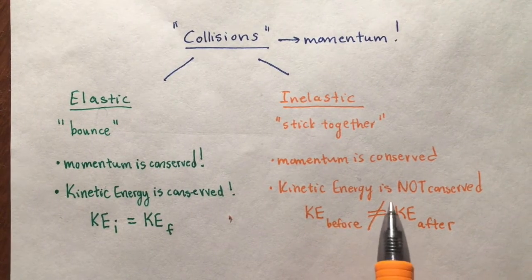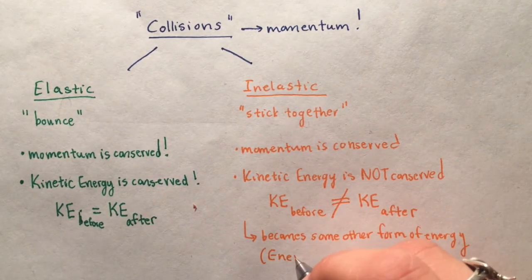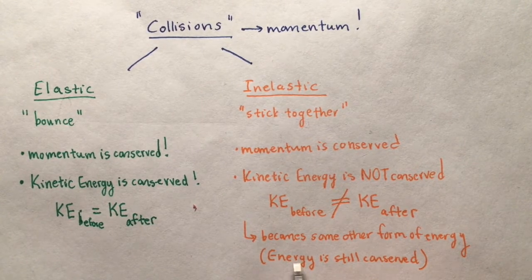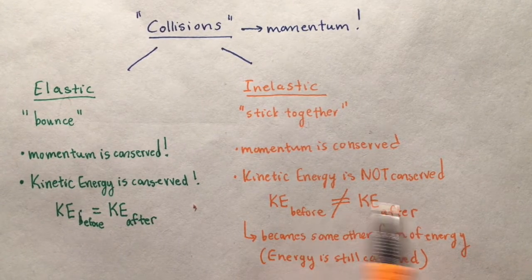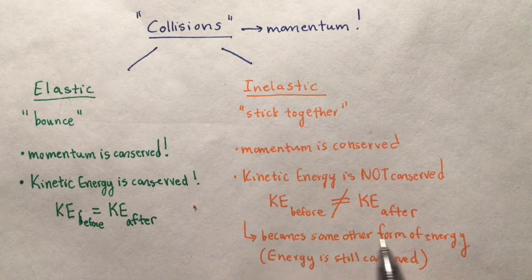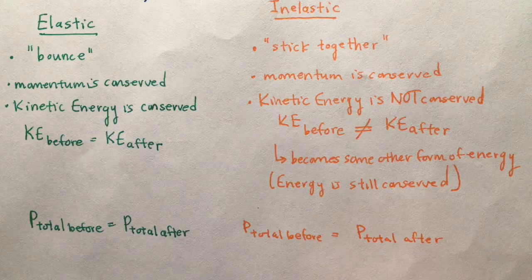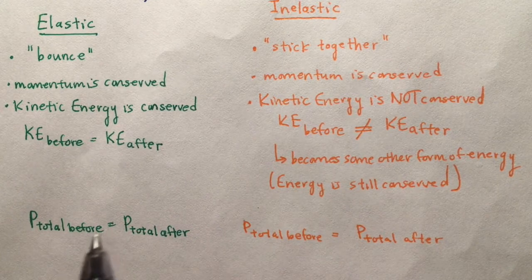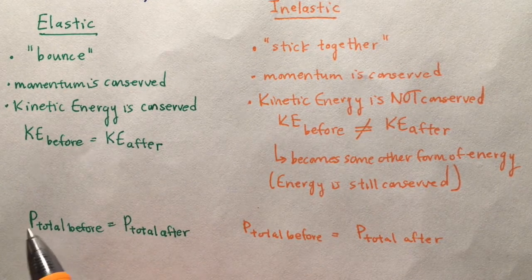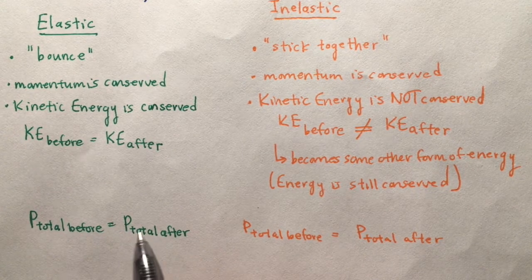Where does that energy go? That energy becomes some other form of energy. Energy is still conserved. We're not violating conservation of energy. That's still always true. The kinetic energy is not conserved, meaning the kinetic energy becomes some other form of energy, like heat energy, for instance. In both types of collisions, momentum of the system is conserved. So the total momentum of the system before the collision is equal to the total momentum of the system after the collision.